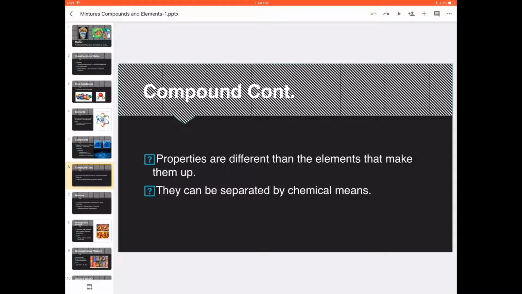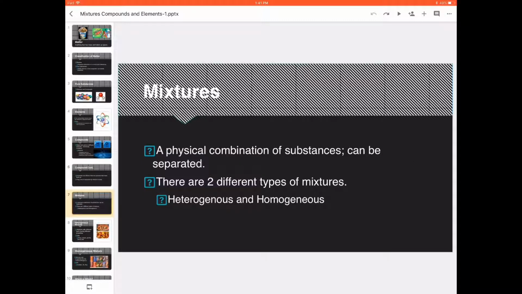And you can separate compounds by chemical means. We could stick some electricity in some water, and we could separate the hydrogen and the oxygen and turn it back into gas again. I do not recommend doing that right now. It should be done in a lab setting, very controlled, but it is possible.